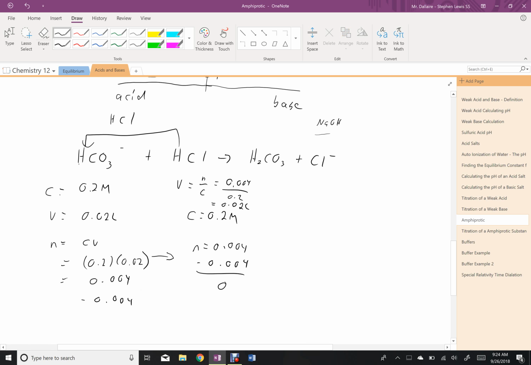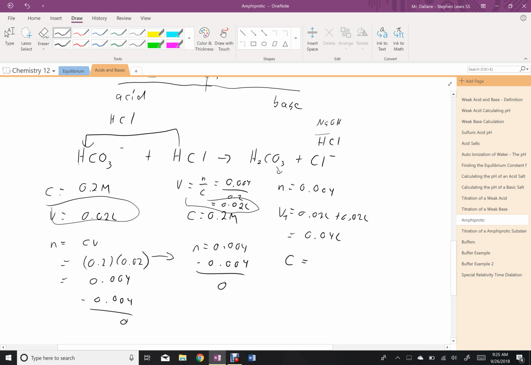then there will be no hydrochloric acid or bicarbonate left over, and it will all be changed over to H2CO3. Again, I'm neglecting my Cl- because it's the conjugate of a strong acid, so it doesn't participate in any reverse reactions. And now my new total volume is the sum of the two volumes that I've added, 0.02 liters plus 0.02 liters, for a total of 0.04 liters. And I can get a concentration after the acid-base reaction happens of H2CO3 that's produced.